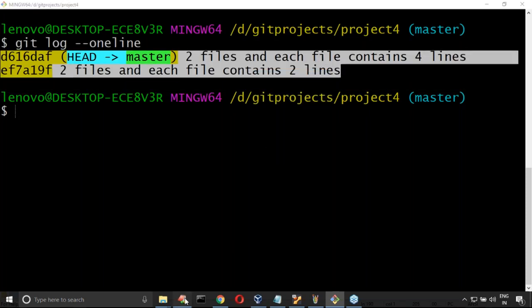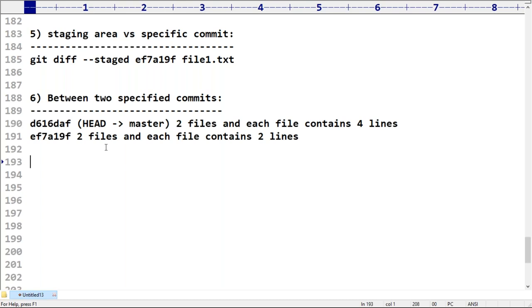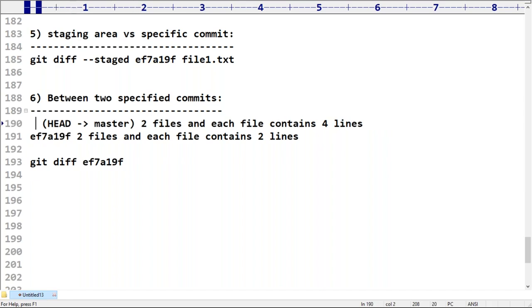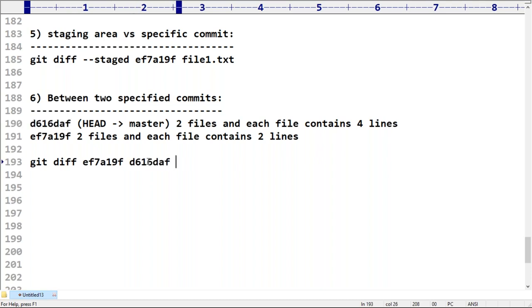Now observe very carefully about this one, sir. These are the two commits. With git diff, I'm taking this one first as the source. Next, this is the destination. Sorry, this is the destination. Okay, destination.